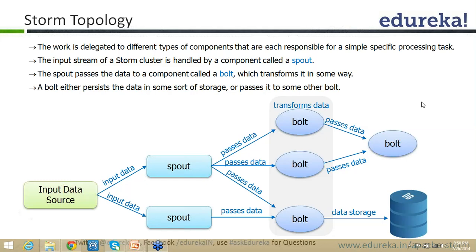Basically, they would be delegated or deconstructed into different kinds of components which will be doing their specific task. And at the heart of it, there are two kinds of components. One is a spout, another one is a bolt. So the spout is the component which is responsible for your data ingestion.